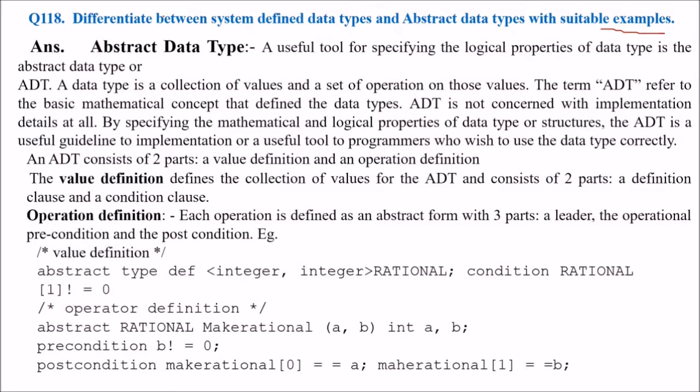Differentiate between system-defined data types and abstract data types with suitable examples. Abstract data types, as we have seen, are a mathematical and logical representation of data along with certain operations which are supposed to be done on them, like stacks and queues. We have two parts: value definition and operation definition. We have already covered this a lot, so I will not elaborate on it. We have seen it in greater detail.